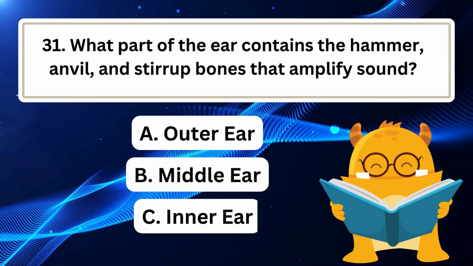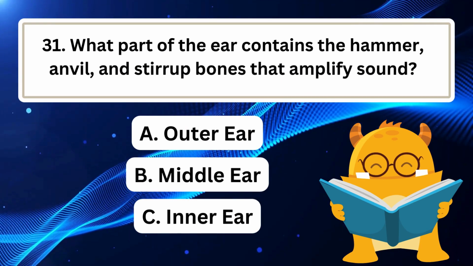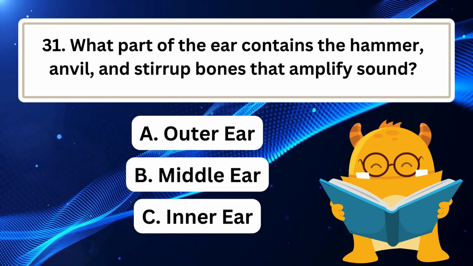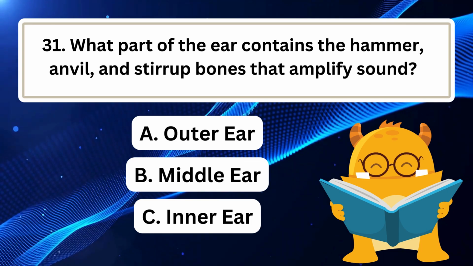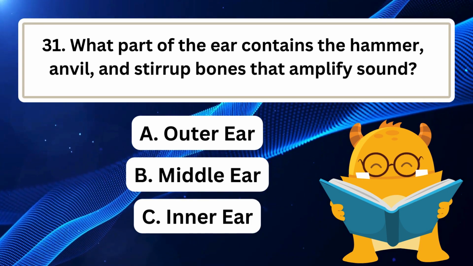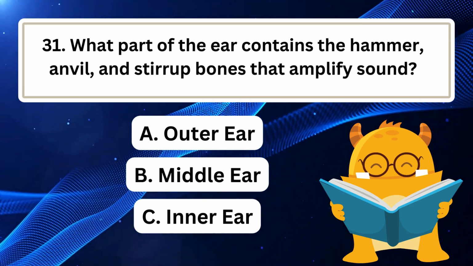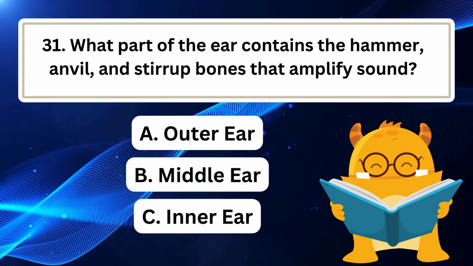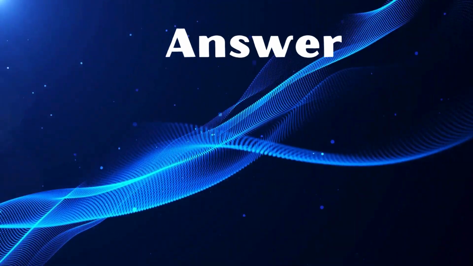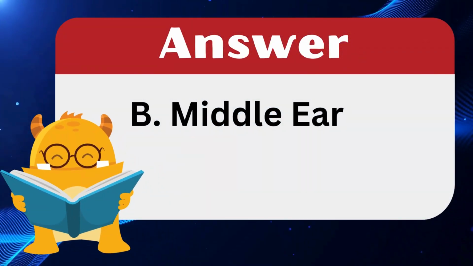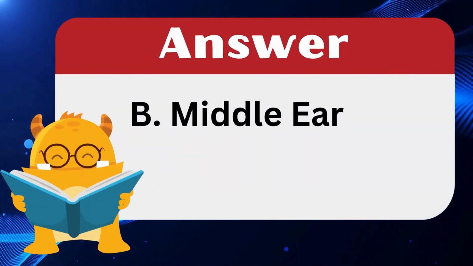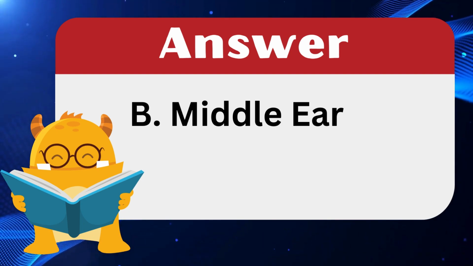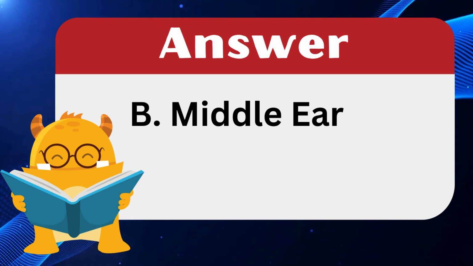31. What part of the ear contains the hammer, anvil, and stirrup bones that amplify sound? A. Outer ear. B. Middle ear. C. Inner ear. B. Middle ear. The middle ear contains the hammer, anvil, and stirrup bones, responsible for amplifying sound.